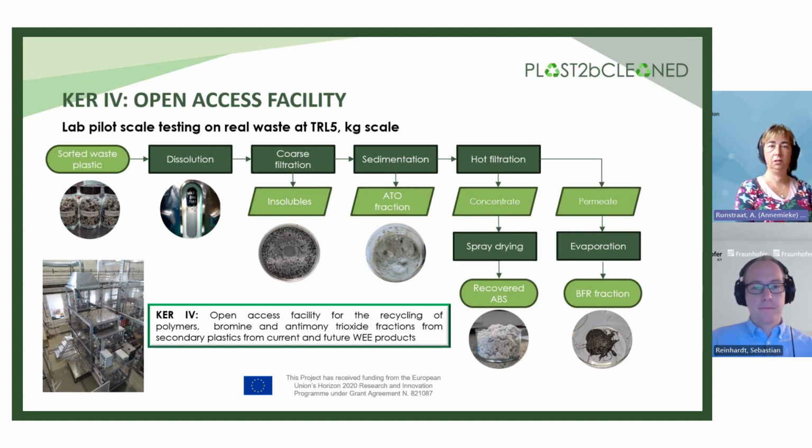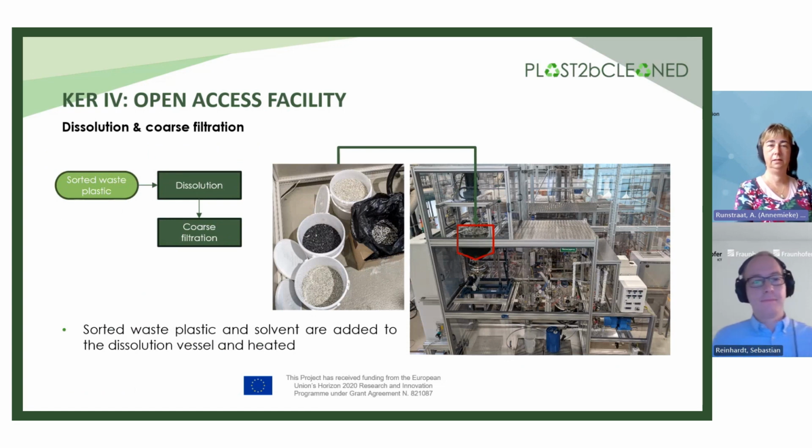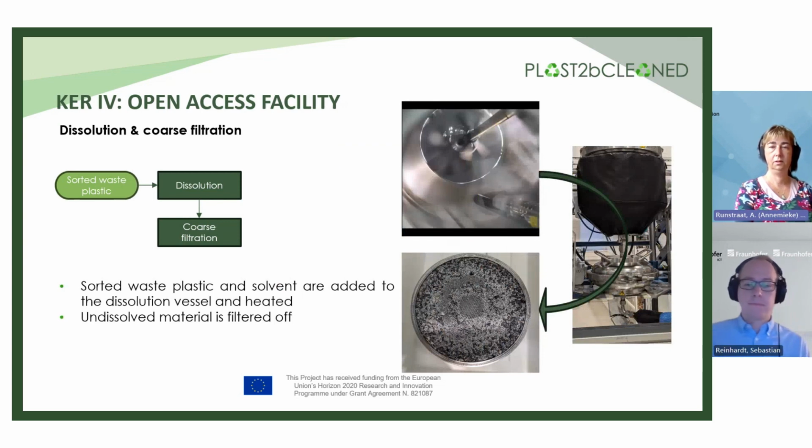So the process starts with the waste and adding that to the plant. You see on the right the plant, and in red is indicated where the dissolution vessel is. So in the sorted plastics, there's all kind of more coarse material. So we add the waste with the solvent and start dissolving the target polymer, in this case ABS. And in a next step, when the polymer is dissolved, we look at filtration.